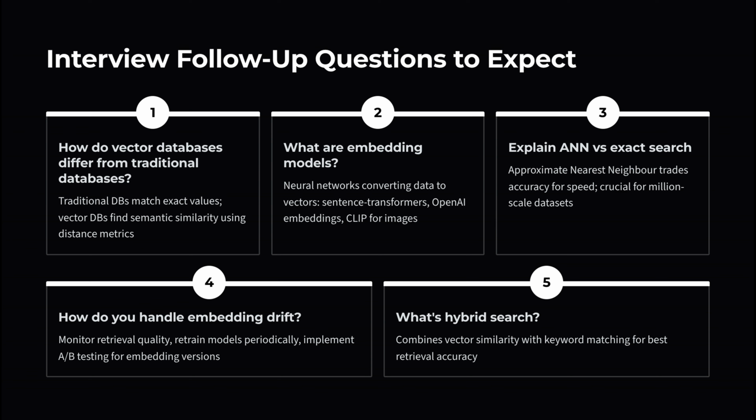When ANN search comes up, say it trades a bit of accuracy for major speed gains, which is essential when searching millions or billions of items. Embedding drift is another common topic. Meanings shift as data evolves, so teams track retrieval quality, monitor distribution changes, and retrain embeddings periodically.